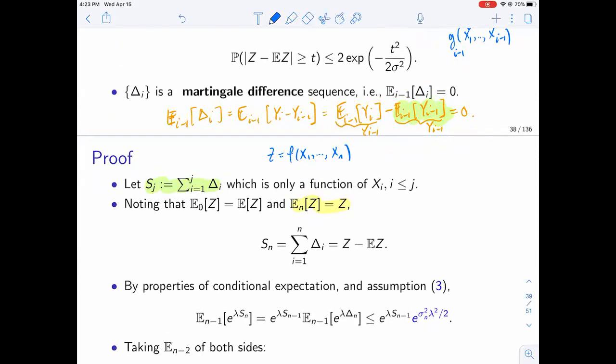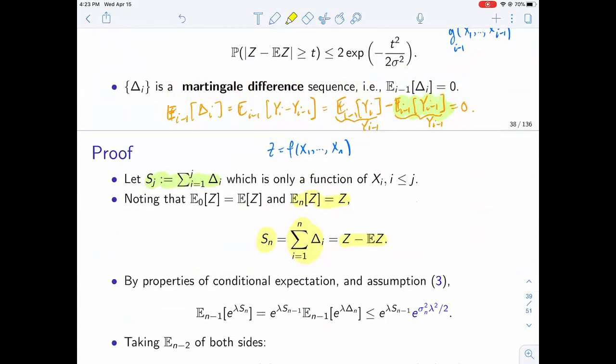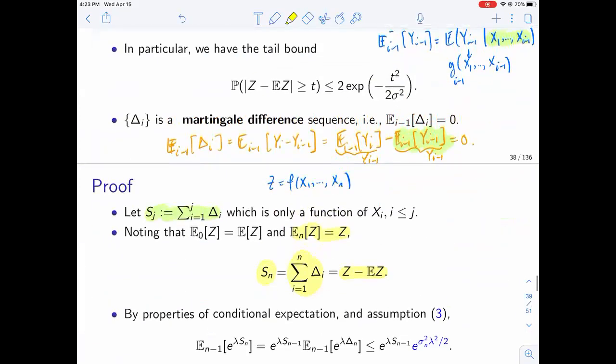So if you do a telescopic argument, S sub n would be this. It seems like this is not the right thing. So what do I want to say? Is this the right statement? Is this equal to z minus expectation? It does seem right. Okay, so what is S sub n? S sub n is yn minus y0, right? Is this statement true?